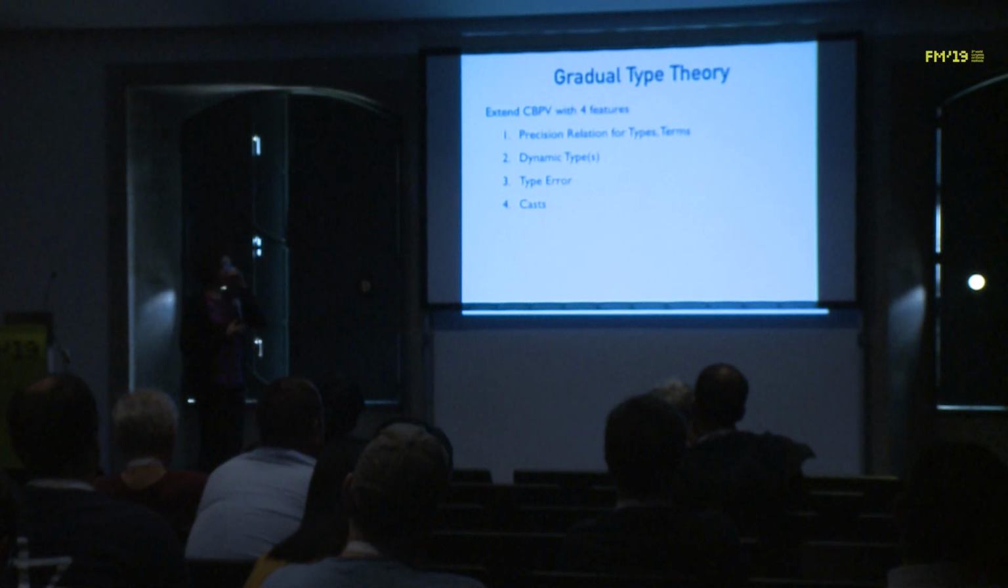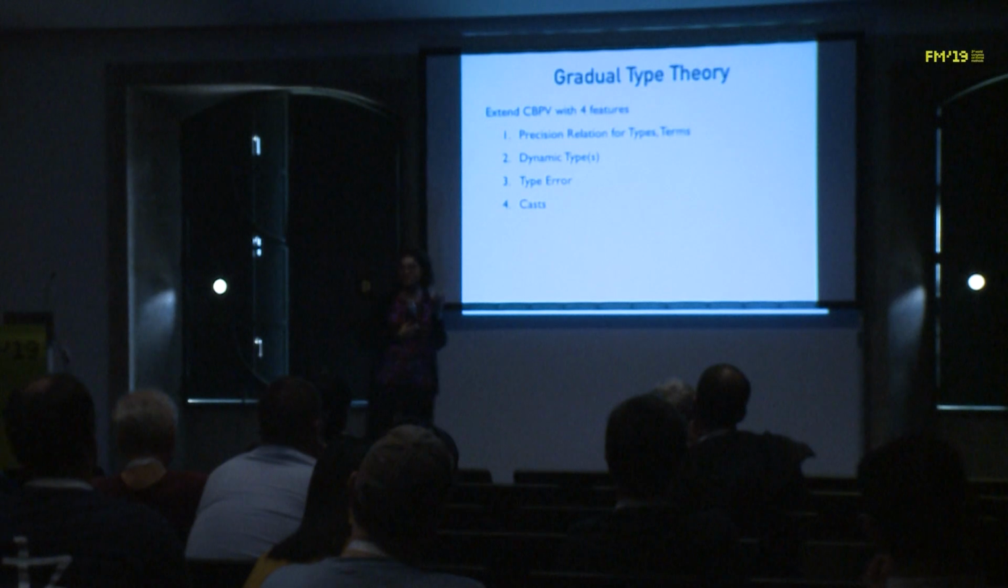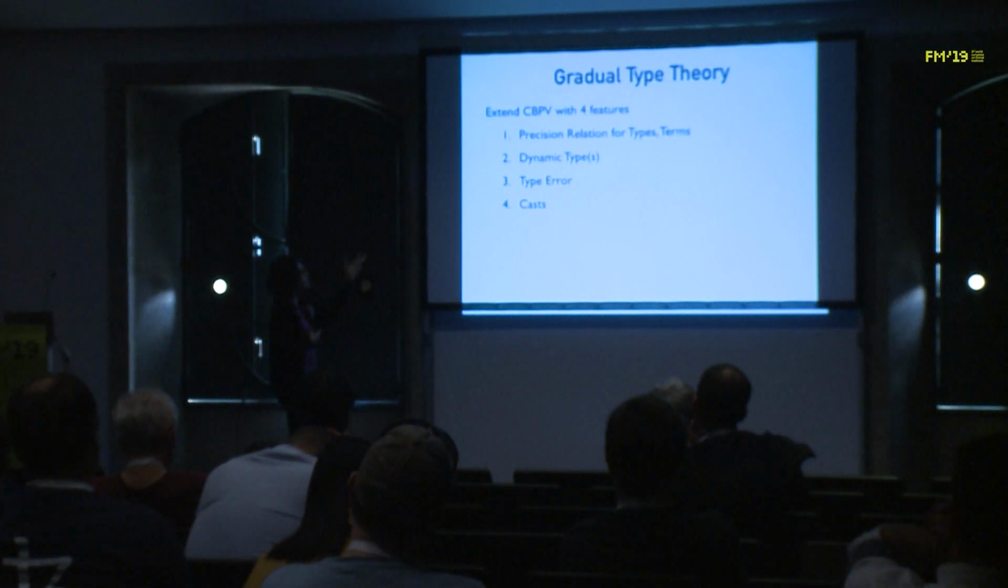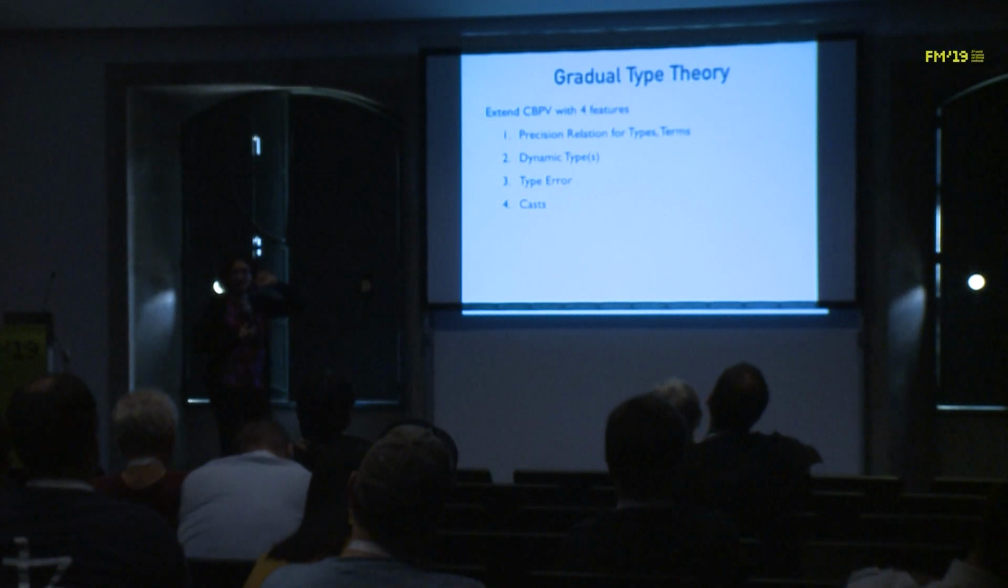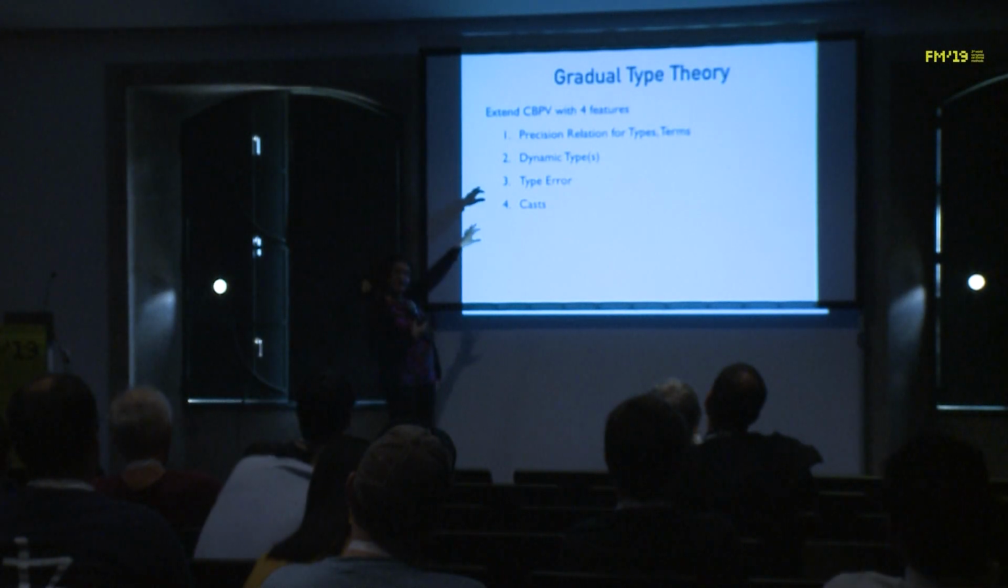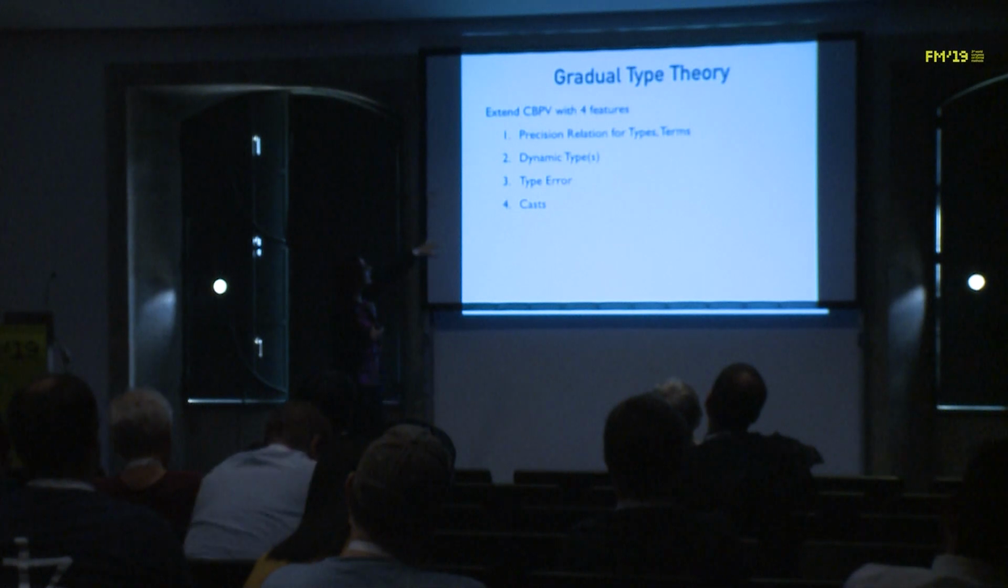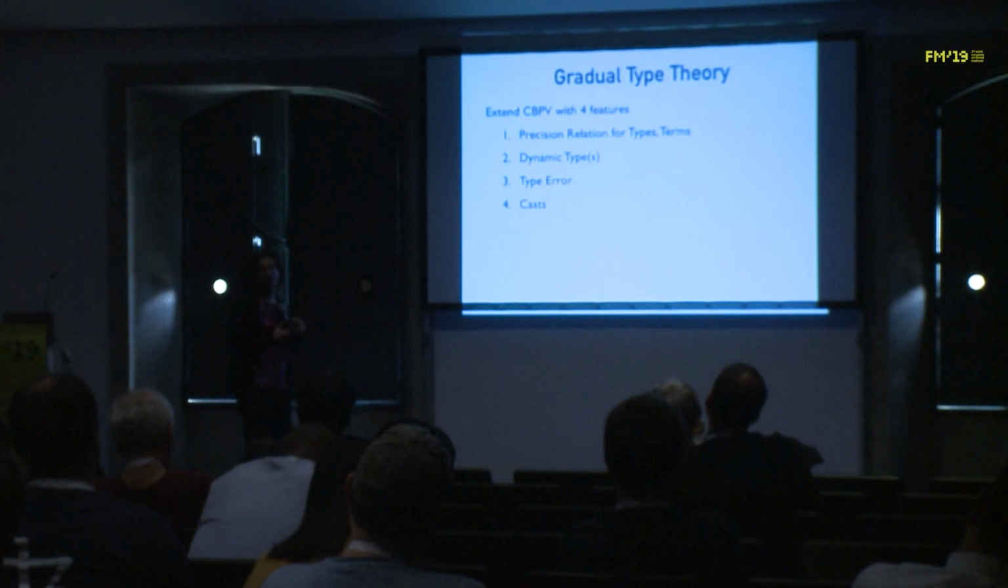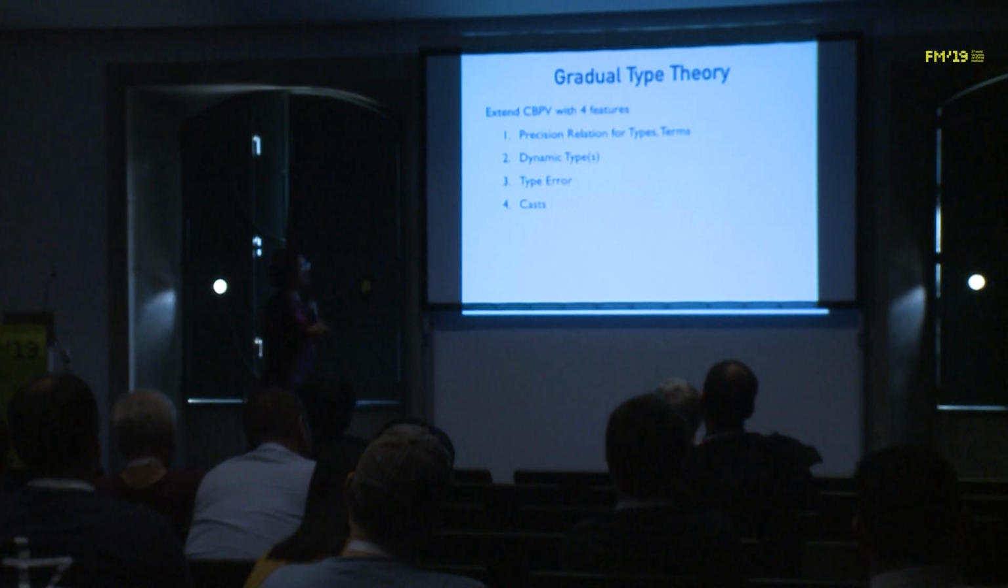And basically, we take call by push value and we extend it with the things that we need in order to do gradual typing. So we add a precision relation for types and terms, the way I've been talking about it with cast calculi. We add a dynamic type. We add a type error. This will be added to the computation fragment of the language, and we add casts.